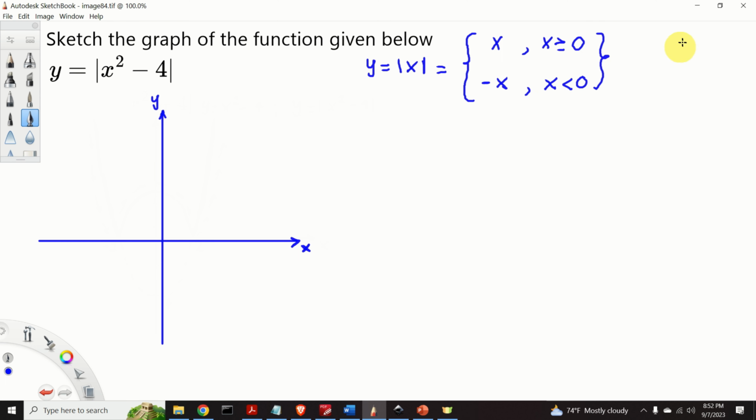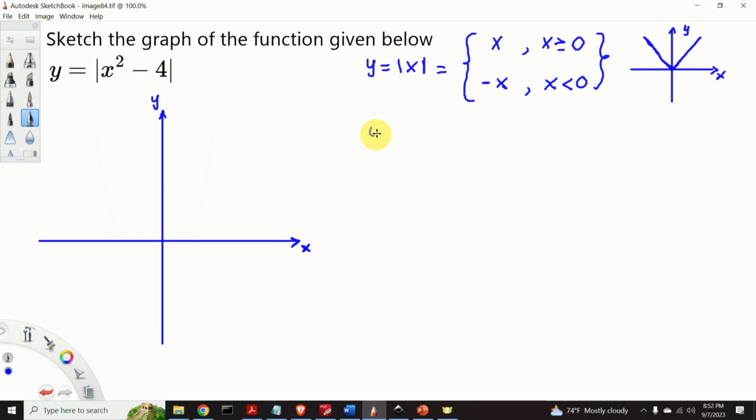Obviously, this function looks like this. This is x, this is y, and it resembles the V letter. It looks like this. Now, let us apply this definition of absolute value to this function over here.